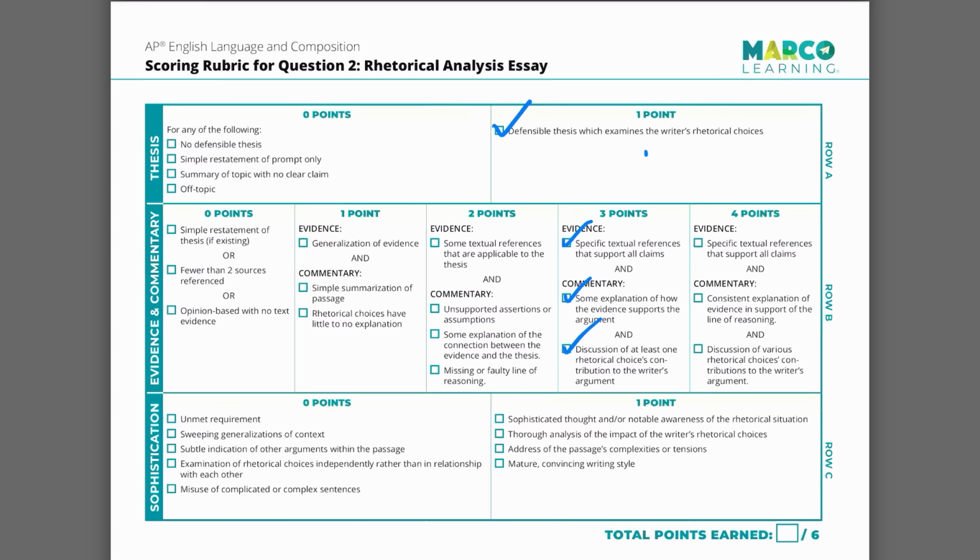Let's say that the reader gave you the point for thesis, +1, gave you 3 points for evidence, but said you're not going to earn the sophistication point. We could say that this essay was a 1-3-0 essay, which is a 4 out of 6. Now the question that everyone's asking is, well, what does a 1-3-0, what does a 4 out of 6 convert to on the final score you're going to get, 1 through 5?